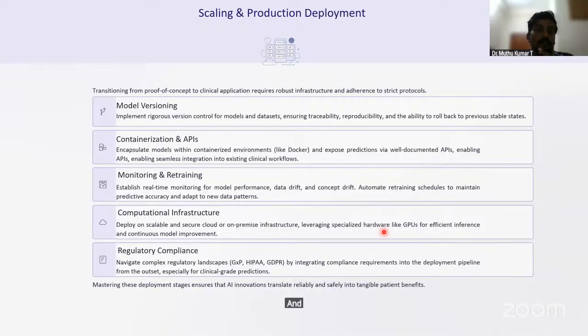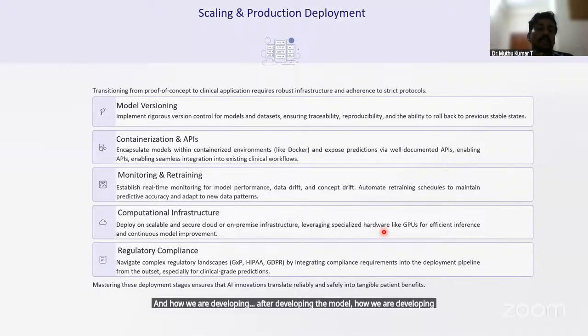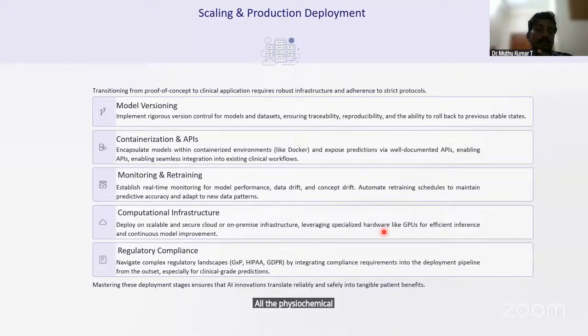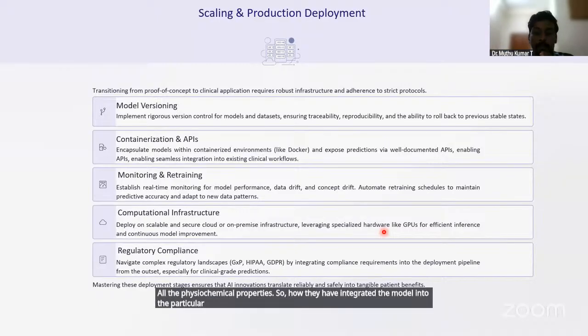And after developing the model, how are we developing websites? You may see many web servers that predict some activity. When we input the model, how does that algorithm predict all the physicochemical properties? They have integrated the model into the particular website with the help of API and cloud computing services. They are integrating it, and that requires a lot of approval, and ethical committee approval as well.